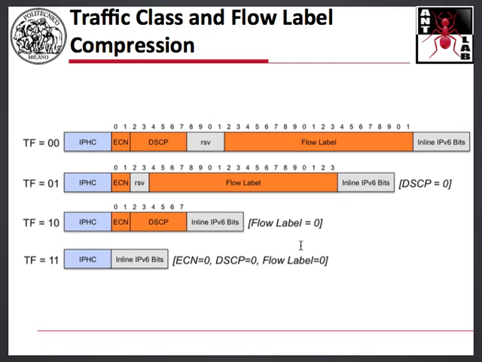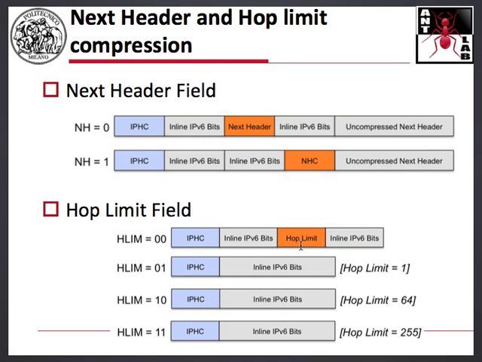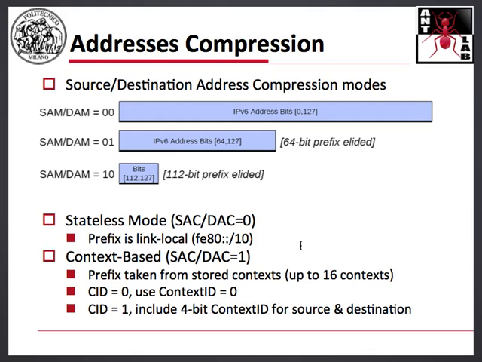Okay, so this is basically what I already told you, field by field. This is the TF field, so let me just skip it. This is the next header and the hop limit field, and let's get to the address compression. So basically, you have different address compression modes, I would say, which depend on the combination of these SEC and SEM fields. Okay.